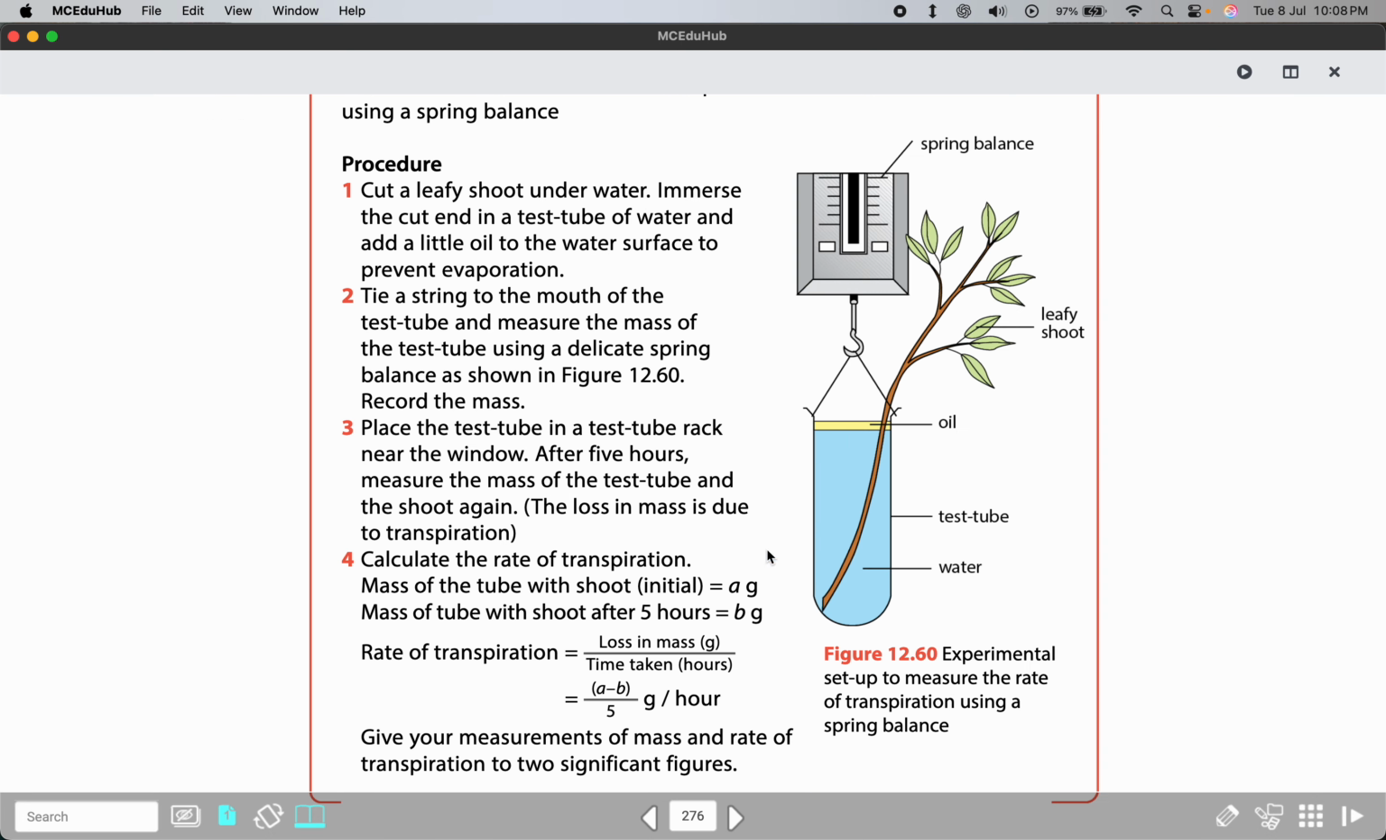Sometimes if you don't have a spring balance, what you can do is you just measure the height. You can also go by height, but that's not the best way to do it. So preferably there's a spring balance provided.